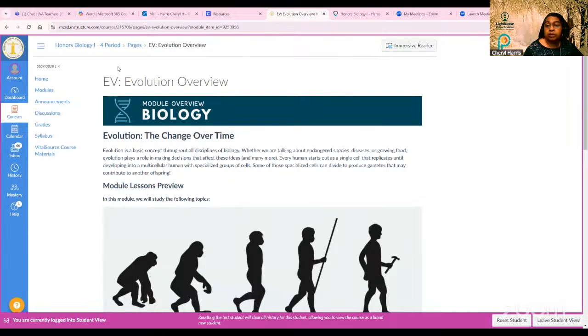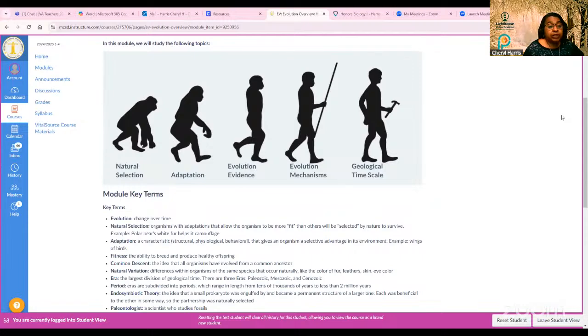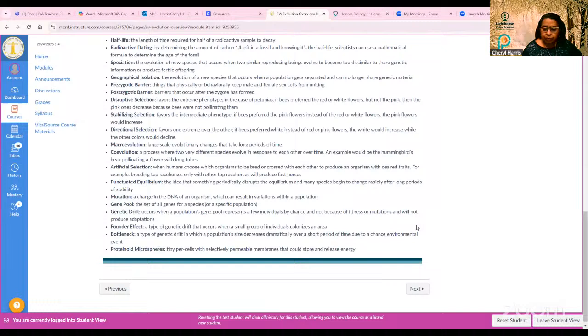All right, so it's showing up in student view. Okay, so again, first page. Make sure you go through the vocabulary as always.